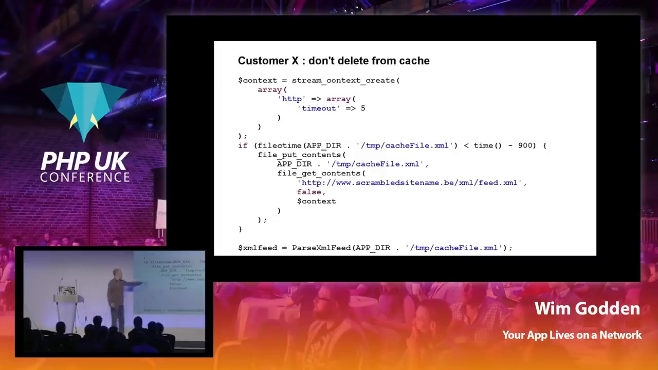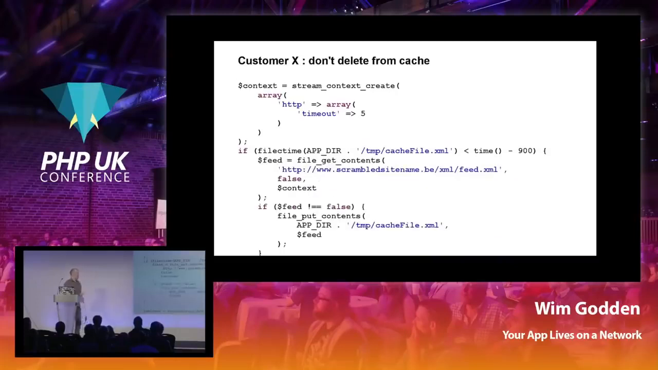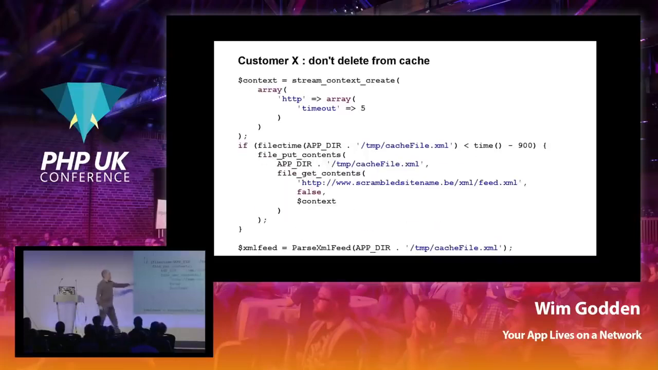Now, the other thing is, if we have a timeout, what does file get contents return? Any ideas? It returns false. So we would actually take false and put that in the cache file. That's not going to parse very well, of course. So we want to somehow assign that to a variable and check for it and so on.